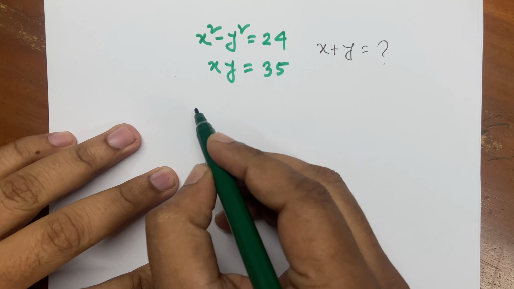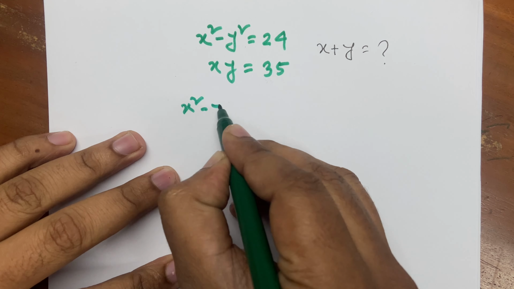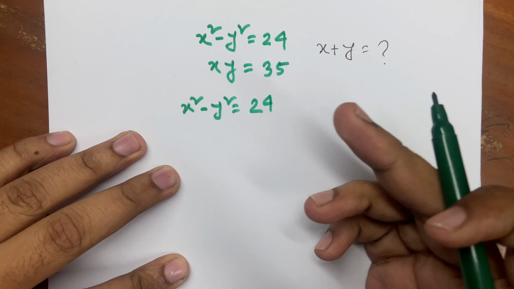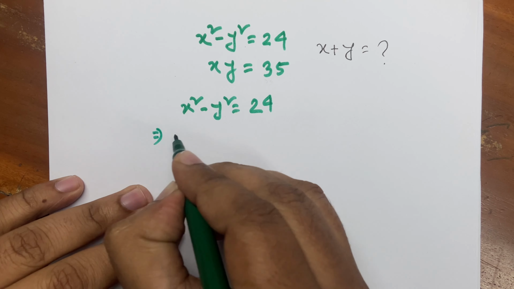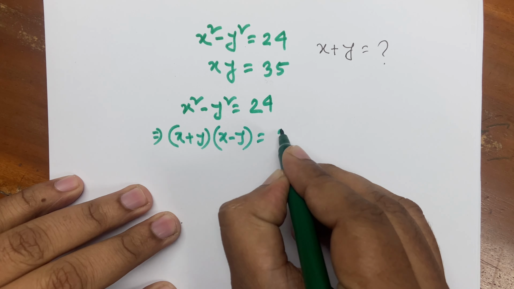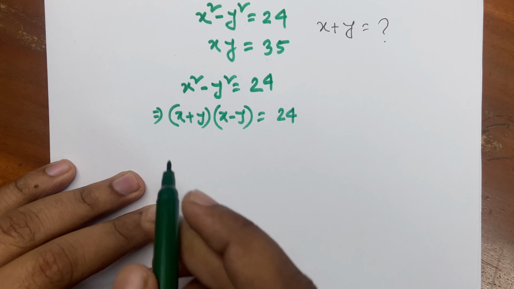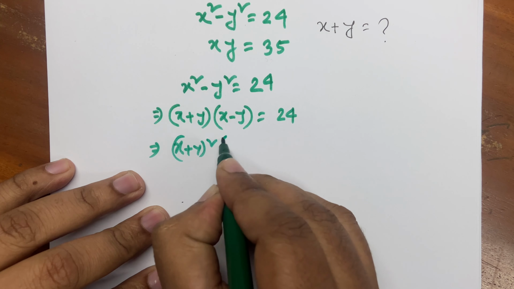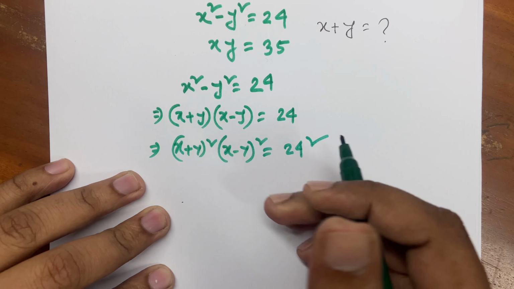Now I can say, first equation, x squared plus y squared is equal to 24. Now we know that a square minus b square is equal to a plus b into a minus b. So now I can say easily (x plus y)(x minus y) equal to 24. And now I put square on both sides. Now I can say (x plus y) whole square times (x minus y) whole square equal to 24 square. I just apply square on both sides.